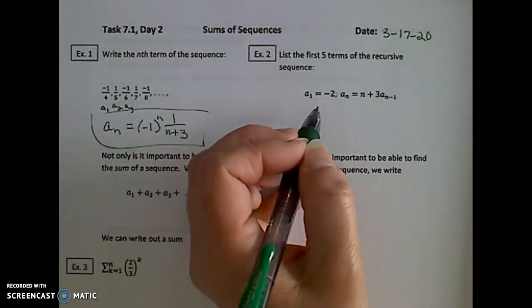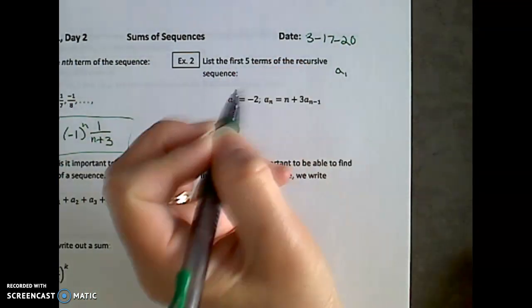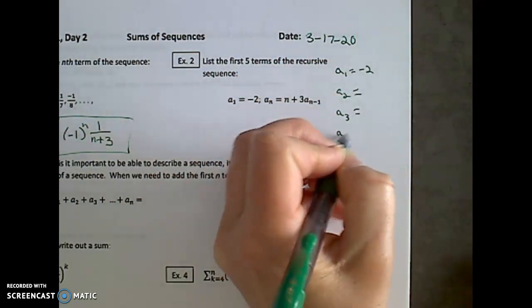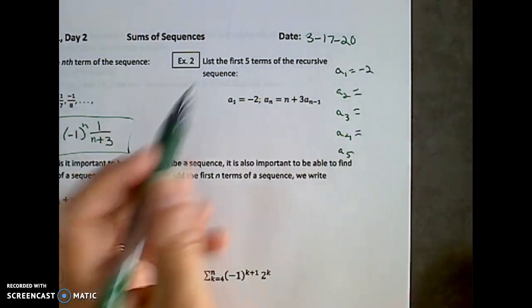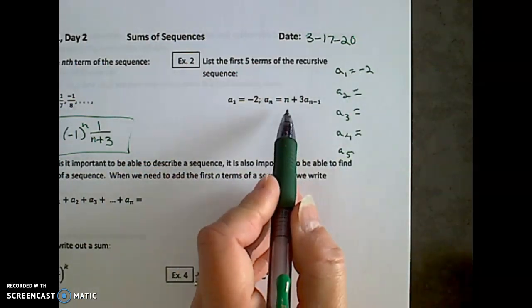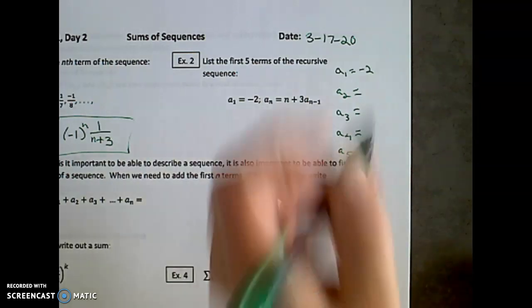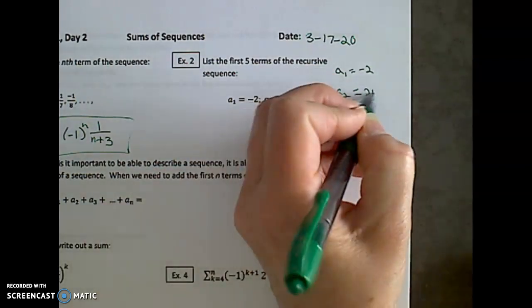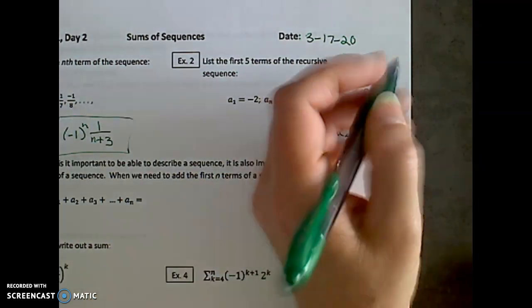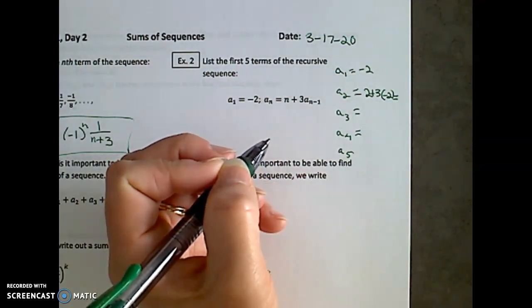Could you list the first 5 terms of this recursive sequence? I'm going to give myself a little space. A sub 1 starts at negative 2, a sub 2, a sub 3, a sub 4, and a sub 5. A recursively defined function or sequence tells you where to start at negative 2 and then tells you what to do using a previous term. So the second term, my index is 2, is my input. I'm going to input 2, then I'm going to add to it 3 times that previous term. Before, a sub 2 is a sub 1, I'm going to plug in a negative 2 and see what I get. Please list the first 5 terms as review of that recursive.